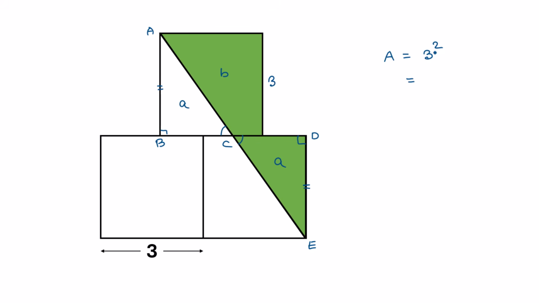which is 9. As the area of this square is 9 square units, this A plus B is 9. So A plus B is 9 square units, and this A and this B is the area of this green region. So the total area of this green region is 9 square units. And this is the solution of our given problem.